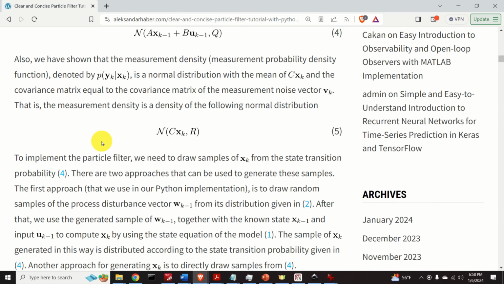Also, in the first tutorial part, we have shown that the measurement density or the measurement probability density function, that's usually denoted like this, is a normal distribution with a mean equal to c times xk and the covariance matrix equal to the covariance matrix of the measurement noise vector vk. That is, the measurement density is a density of this normal distribution.